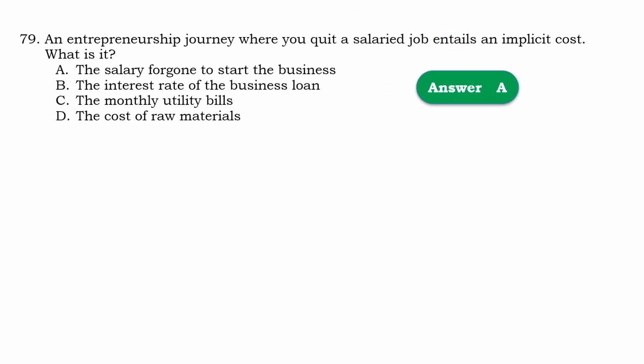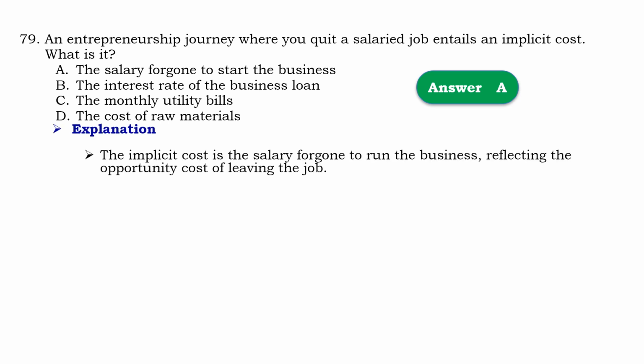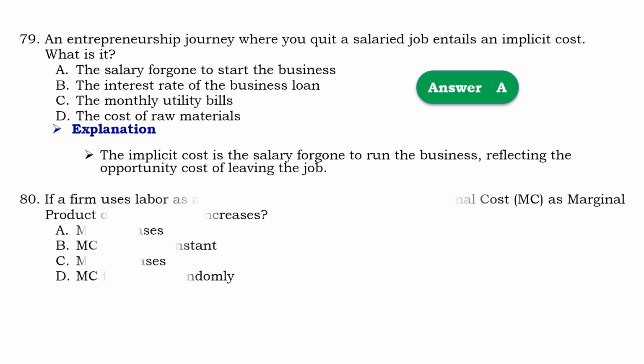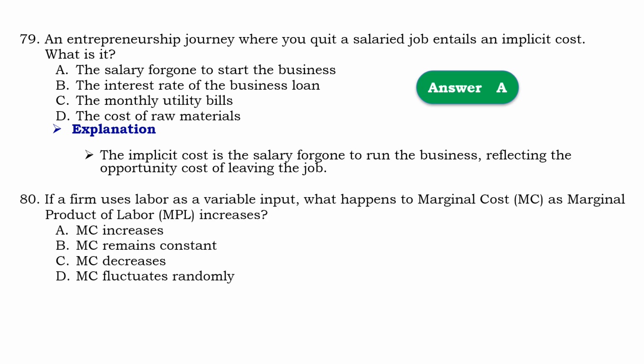So that should be a salary forgone to start the business. Means that implicit cost is salary forgone to run a business, reflecting the opportunity cost of leaving the job. Question number 80. If firm uses labor as variable input, what happens to marginal cost as marginal product of labor increases?